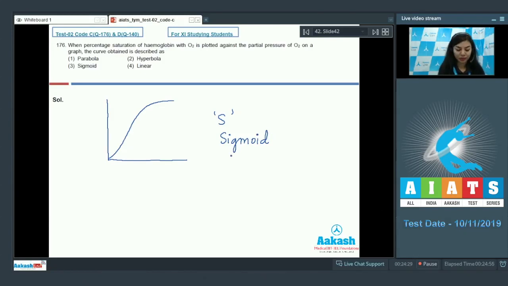This sigmoid curve, students, is also known as oxygen dissociation curve, and this is very helpful in studying the effects of factors like partial pressure of CO2 or H+ concentration on the binding of O2 with hemoglobin. The right answer here would be option number 3, sigmoid.